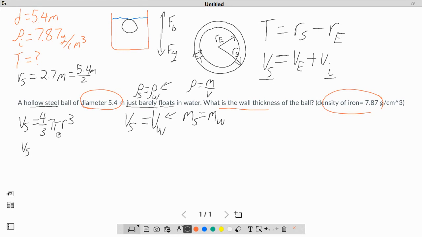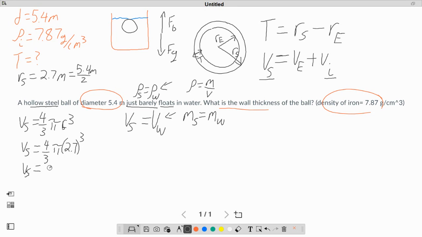You can go ahead and calculate that. In this case, I'll put 4/3 times π, and I'm just going to leave π there. Well, I was going to solve it, but I decided against it. So 2.7 in this case, cubed. That will give me a volume, and then I can subtract out the volume of the iron once I get it. So let's just go ahead and do this.